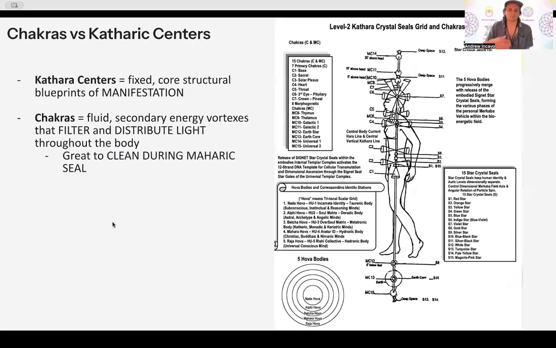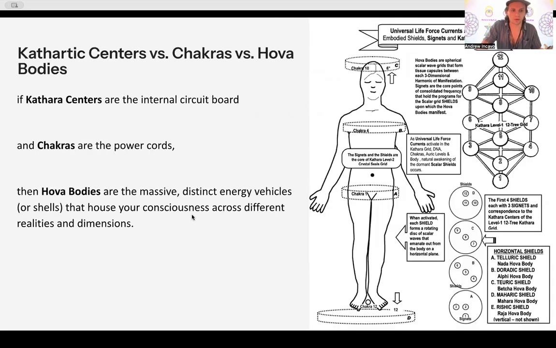Okay. So let's move on. Kathara centers are the fixed core structural blueprints of manifestation. We just covered those, right? Chakras are the fluid secondary energy vortexes that filter and distribute light throughout the body. If Kathara centers are the internal circuit board, then chakras are the power cords, and hova bodies are the massive distinct energy vehicles or shells that house your consciousness across different realities and dimensions. So that's kind of the outline we're dealing with here, right?